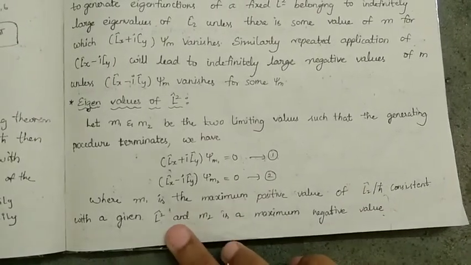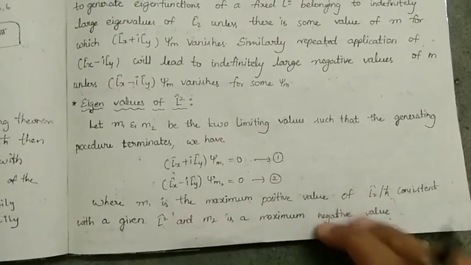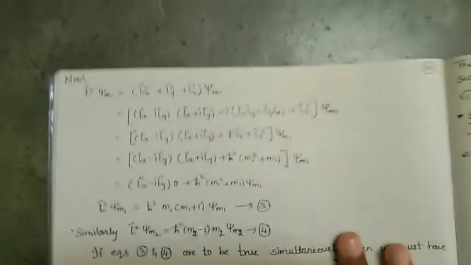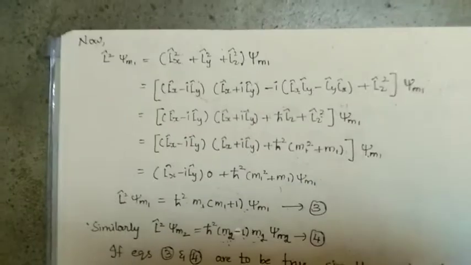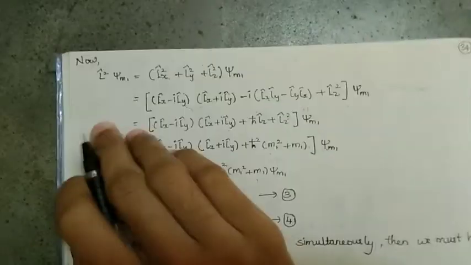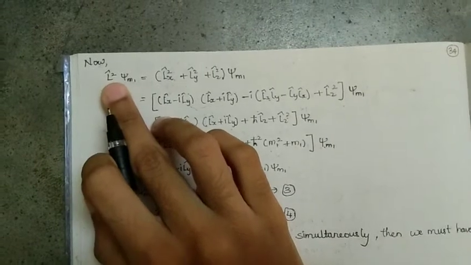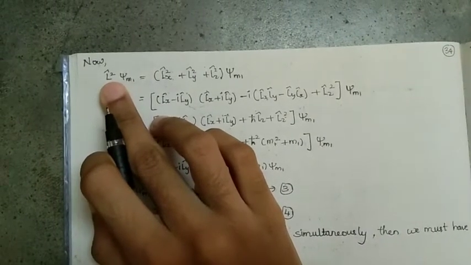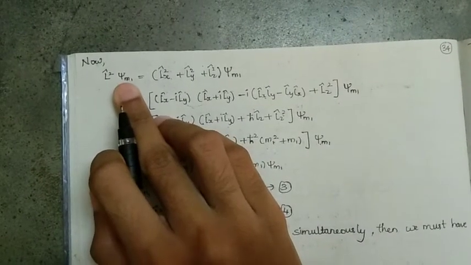Consistent with the given L square, and m2 is the maximum negative value. So like that. And next thing is, now let's see. Let's operate the L square operator on the wave function xi m1.